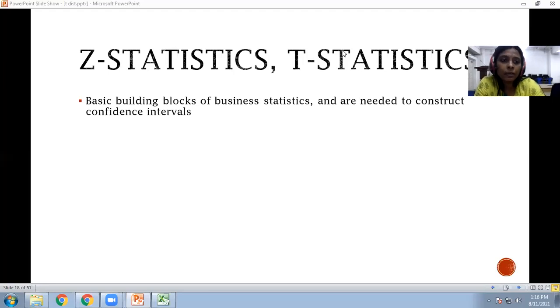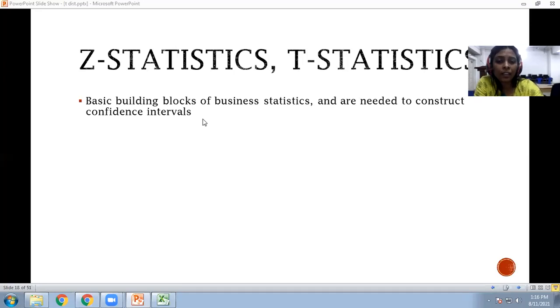So from the concepts that we have learned till now, that is all the t.dist, t.inv, norm.dist, or norm.inv functions. These are all very basic functions which will be used along with other functions or formulas in order to calculate different values that we need for calculation of either the population mean or the confidence interval.